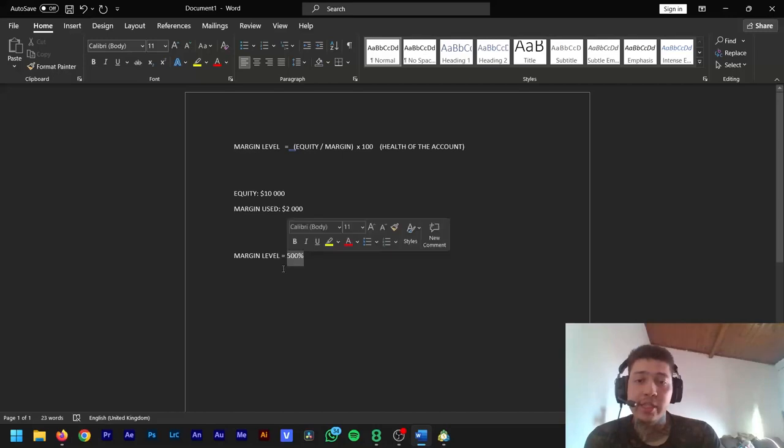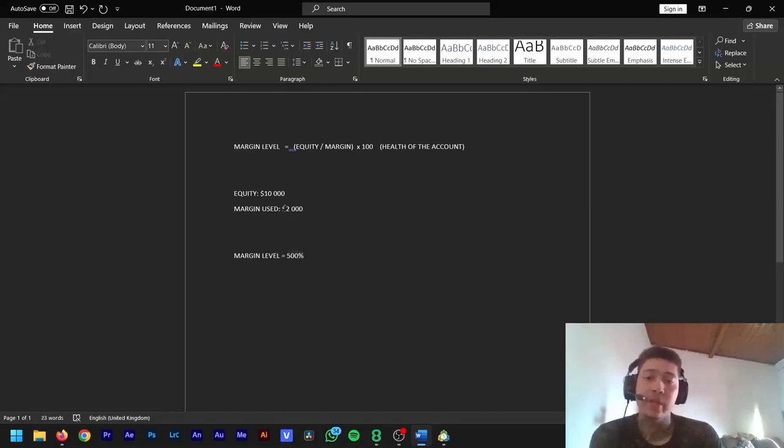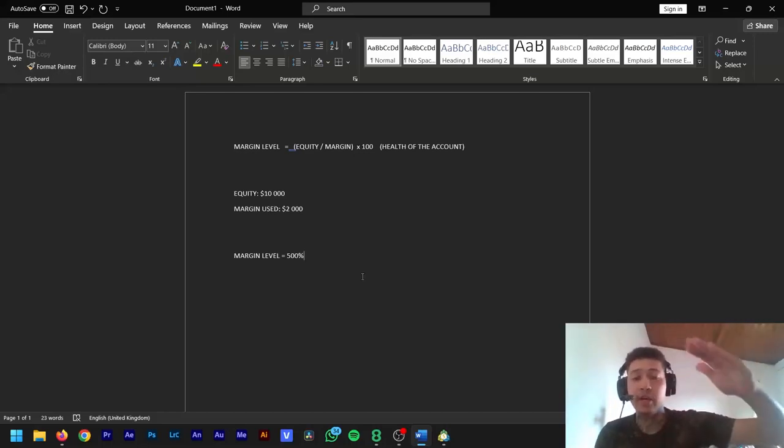This is a really safe margin level, because again, you're only using 20% of your capital to do the trades. And again, you want to have this margin level as high as possible. If it's too high though, then it's too safe, and then you're probably not going to make any profits off of it. So you need to find a balance: don't go too low to the point where you're risking your account, but don't go too high to the point that you're barely making any profits.